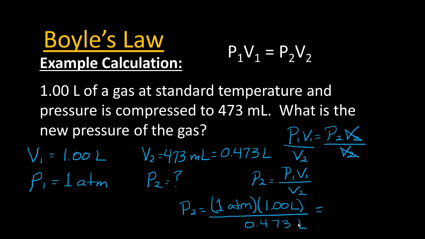My liters, I have a liter on top and a liter on bottom. They cancel and go away. The only units I'm left with is atmospheres, so that's good. 1 times 1 divided by 0.473 is equal to 2.11 atmospheres. That is the new pressure.